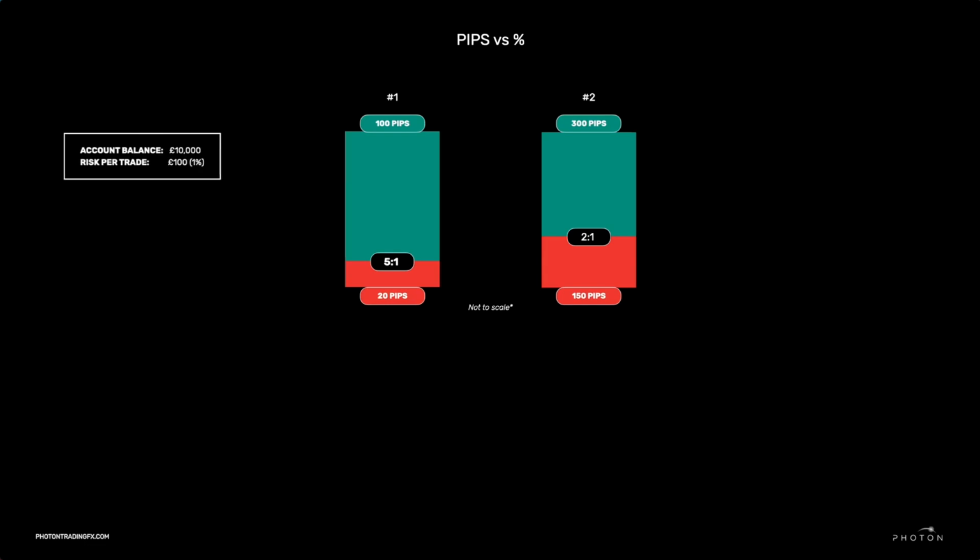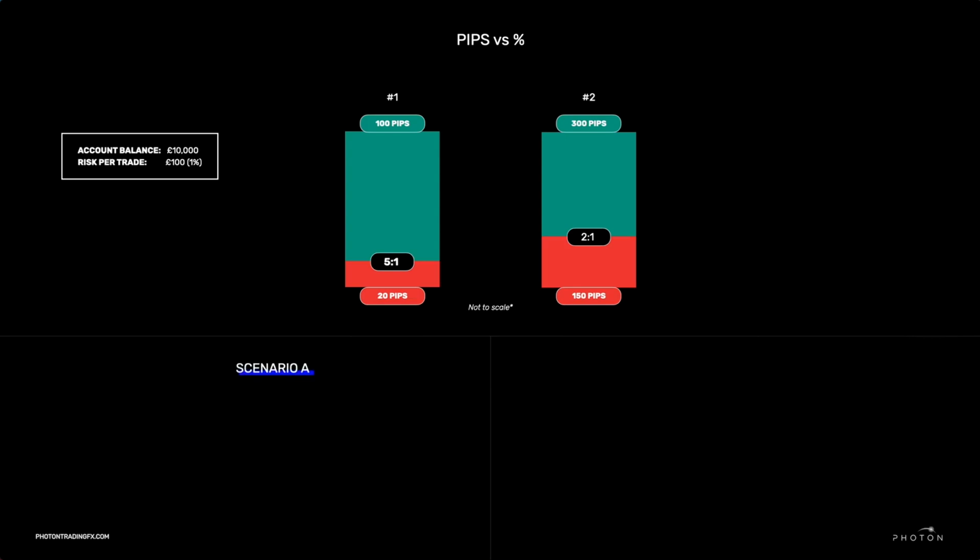So let's say your account size is £10,000 and you have pretty disciplined risk management rules. So you only risk 1% of your account on each trade that you take. So in this case, 1% of 10,000 is £100. So therefore you risk £100 on each trade. So let's look at two different scenarios.